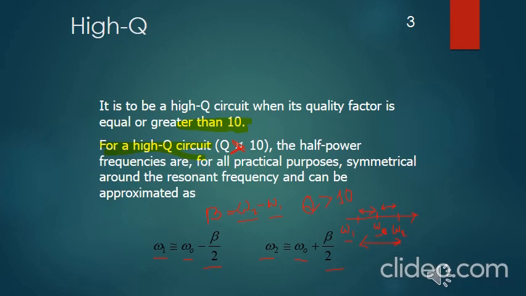The condition changes all the equations, and we come to know that the distance between these two will be beta by 2 on each side. So we can find omega 1 and omega 2 from it. Omega 1 is equal to omega naught minus beta by 2, and omega 2 is omega naught plus beta by 2.